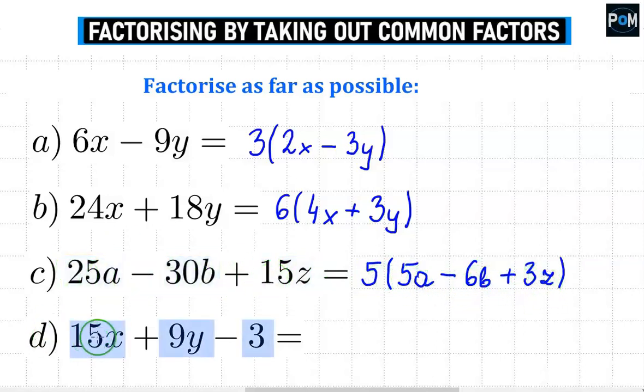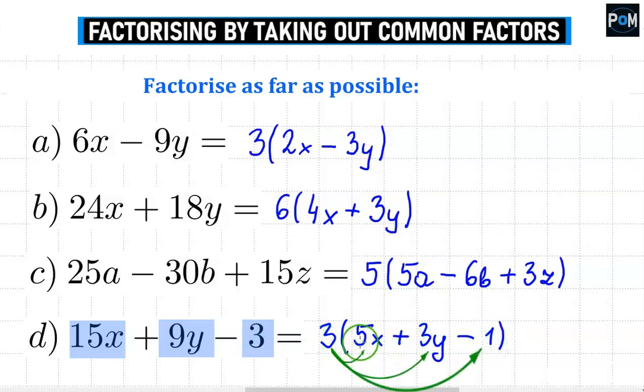Example D, here we have 15, 9, and 3. So these 3 numbers are divisible by 3. And now we're figuring out about this 3. To get 15x, we need to multiply this 3 by 5 and by the letter x. We rewrite the plus sign from here. It should come out as 9y, so we would need to multiply this 3 by 3 and also by y. And finally, to get this minus 3, we need to multiply this 3 by 1. Checking one by one, 3 times 5x equals 15x. 3 times 3y equals 9y, and 3 times negative 1 equals negative 3.